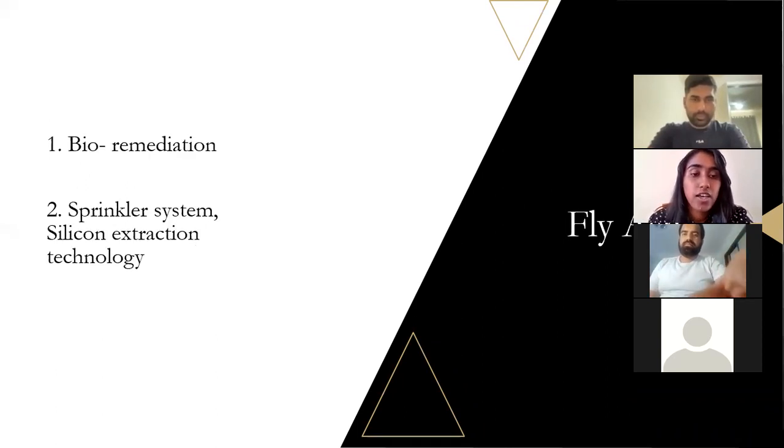Next is fly ash. Fly ash is a byproduct of coal combustion in thermal power plants that can be used to generate electricity in a sustainable way. The two methods suggested are bioremediation and a sprinkler system along with silicon extraction technology. As the name suggests, it is when landfill controls fly ash, dust, and moisture with misting dust suppression technologies.